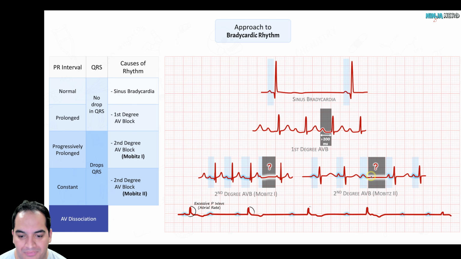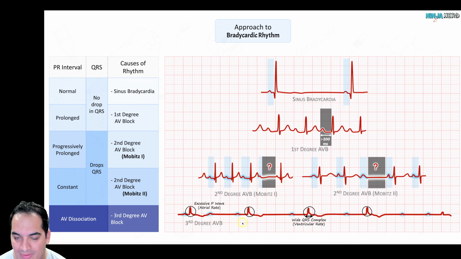And the last one is if there's literally no relationship, there's just a ton of P waves, and no QRSs that are consistently correlating with them. If you see a ton of P waves with no correlating QRS, and on top of that the P waves are beating at their own rate, that's super suggestive of AV dissociation. So if the atria are beating at their own rate, the ventricles are beating at their own rate, and it's even wide complex, that suggests an infranodal AV block. This is very indicative of a third-degree AV block.